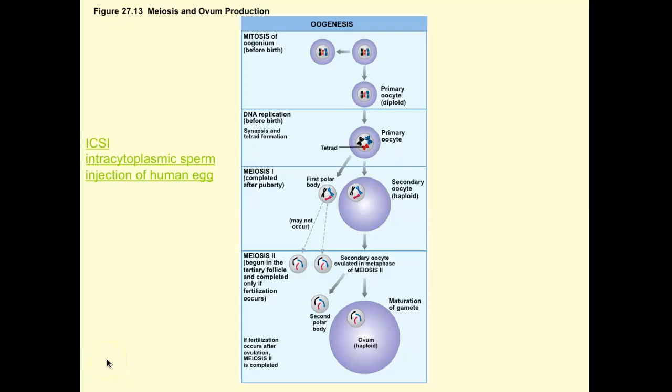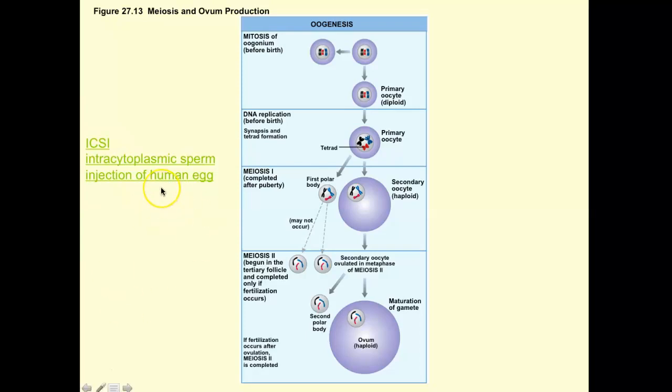Hi, this is part four, or the second part of the female reproductive system. I just want to point out this video that I'm going to put on your module. You should watch this. This is a procedure nicknamed ICSI, which stands for intracytoplasmic sperm injection. If a woman or a couple can't get pregnant, they can actually inject a sperm directly into the egg.